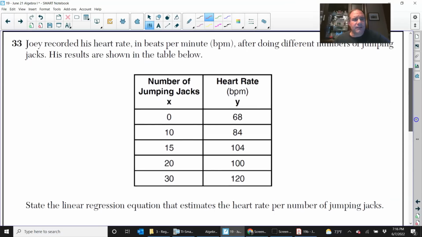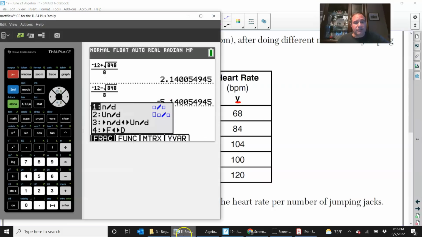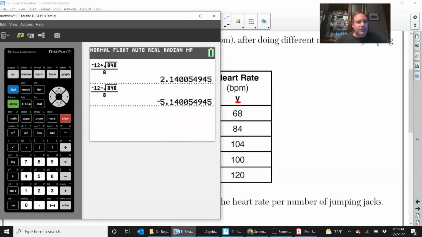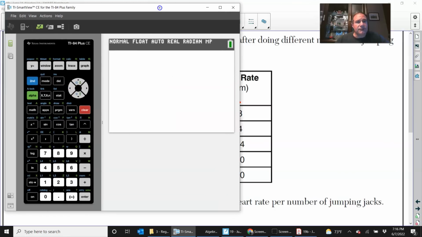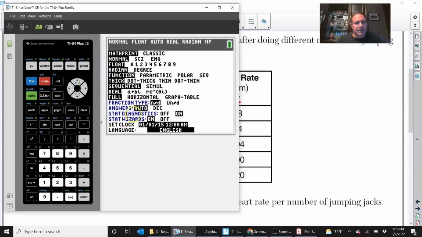Joey recorded his heart rate. State the linear regression equation that estimates his heart rate per number of jumping jacks. So it's telling you this is your x, this is your y. Remember I told you about resetting the calculator here. And once you reset the calculator, your stat diagnostics is going to be off. So just remember, the mode is where you get that stat diagnostics, and I already turned it on. So when you reset your calculator, the first thing you do, and here's the question about linear regression, so you need that stat diagnostics on.